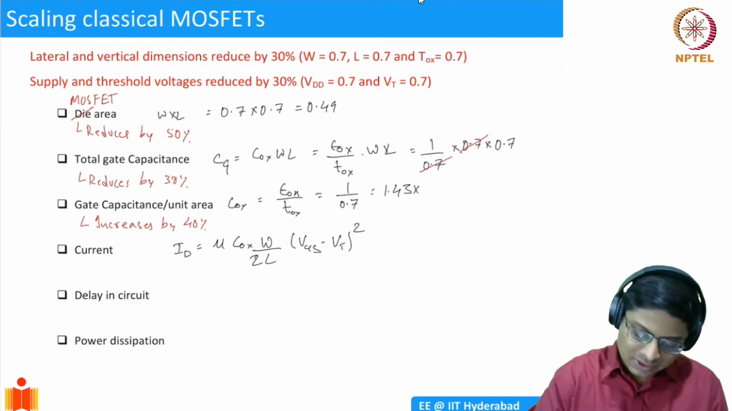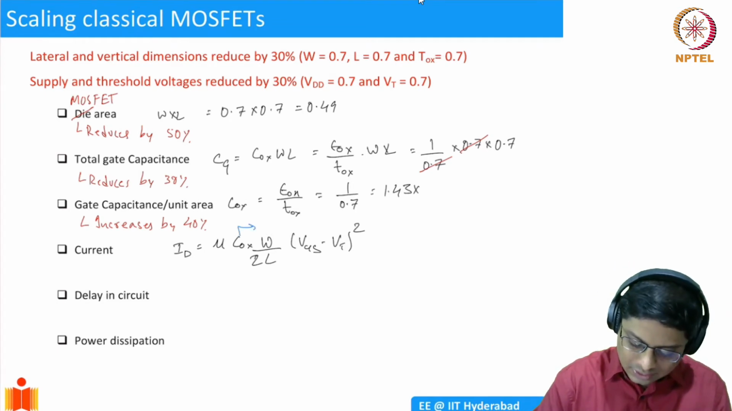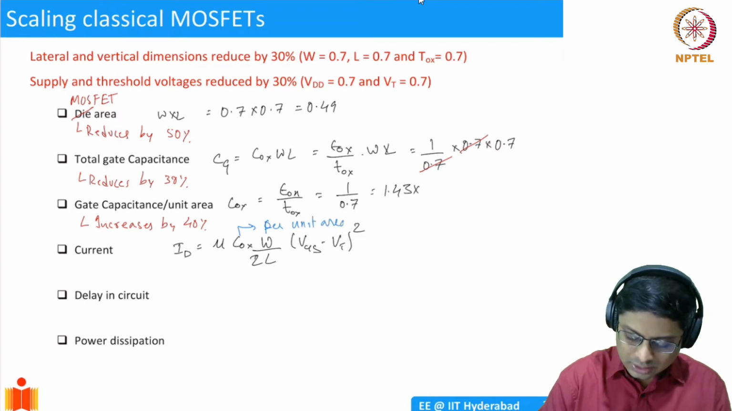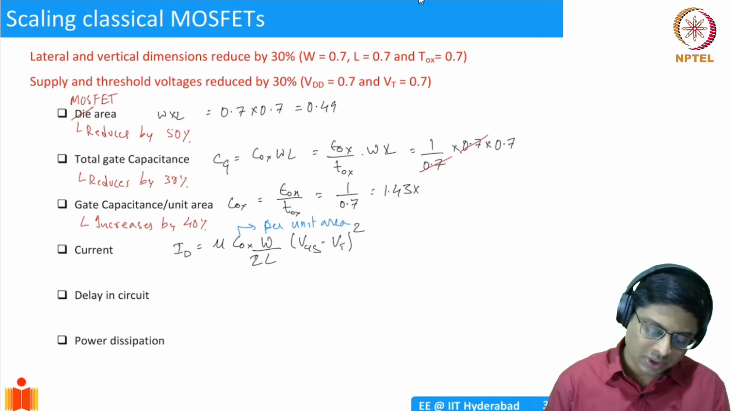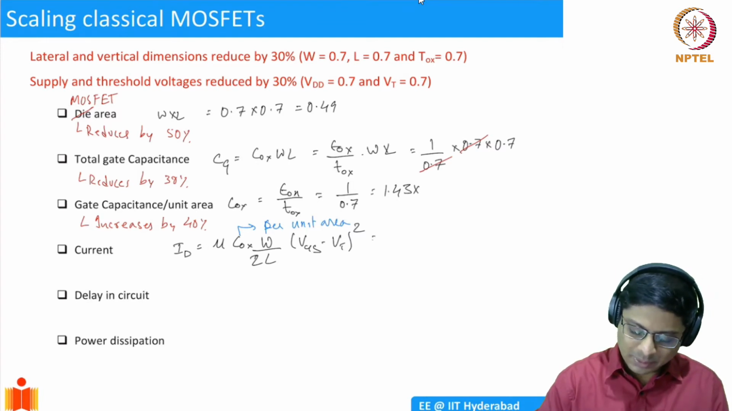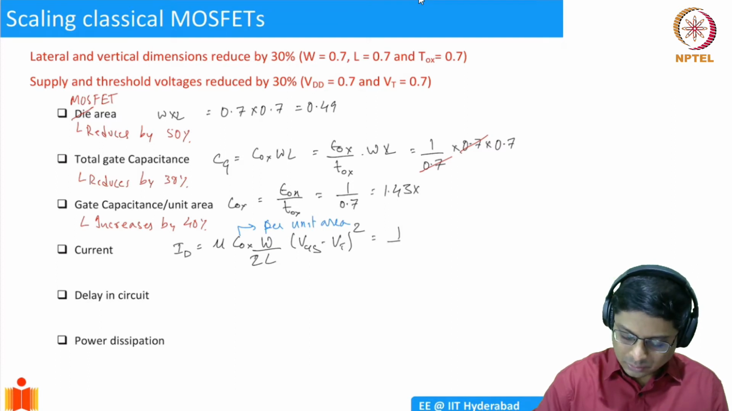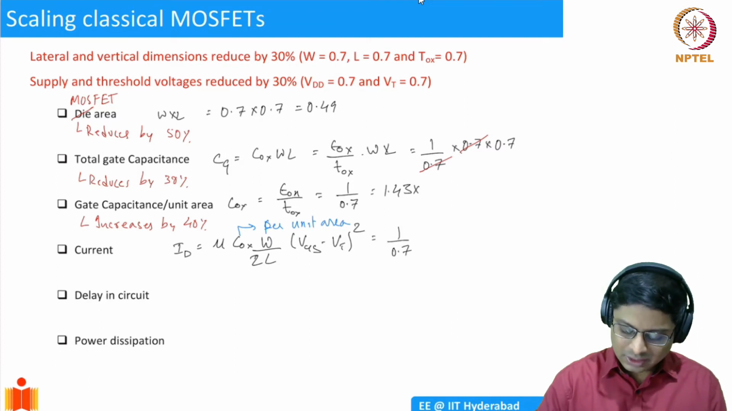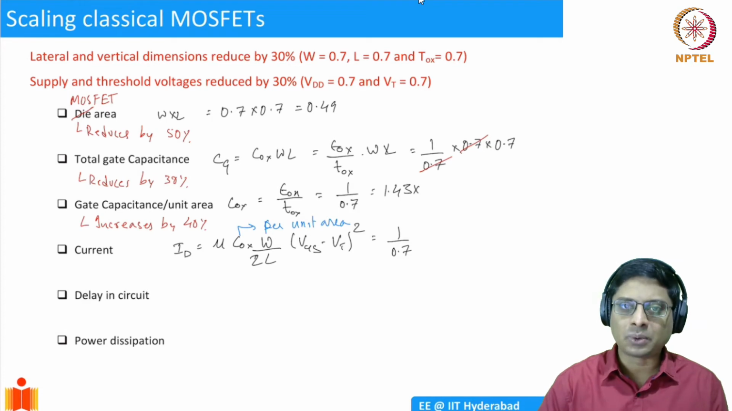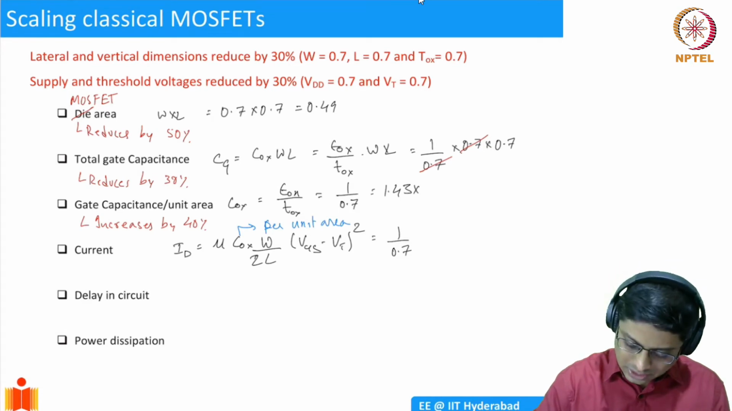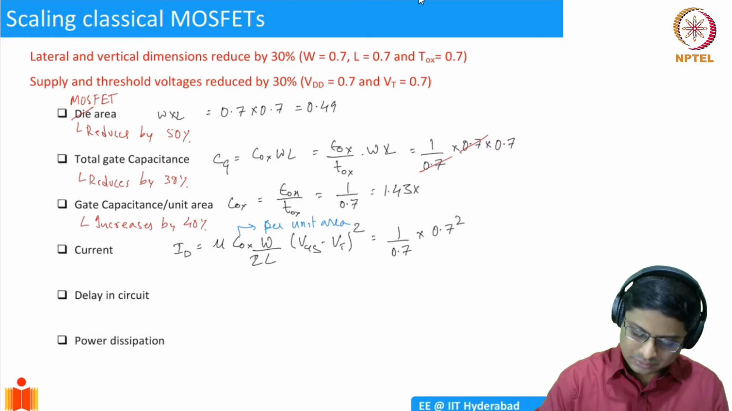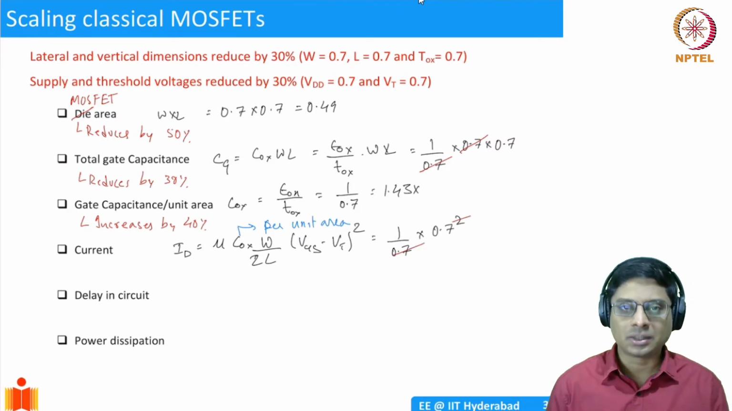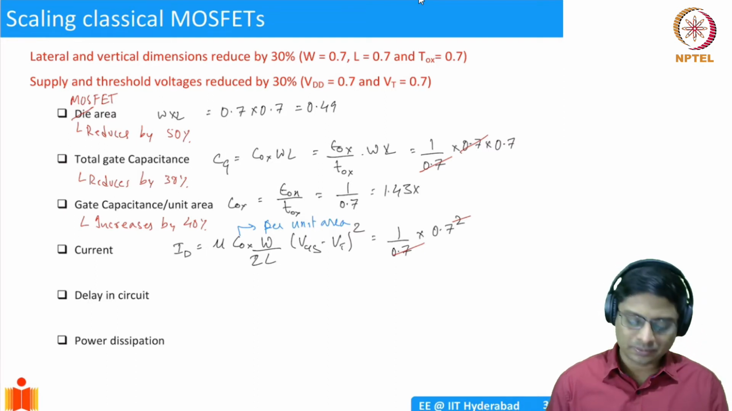And remember, in this ID expression, Cox is capacitance per unit area. So let's substitute and see. Mu anyway is a material parameter, I don't care. Cox is 1 by 0.7. W and L both will scale by 0.7, so they'll cancel out. So I'll be left with 0.7 square. So what you see is the current in a MOSFET reduces by 30%.